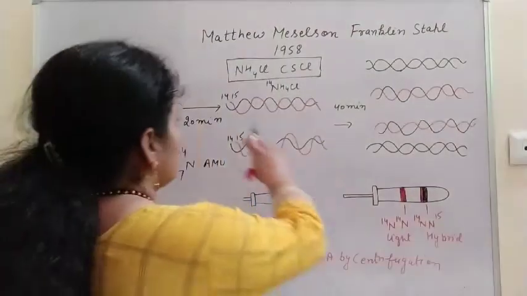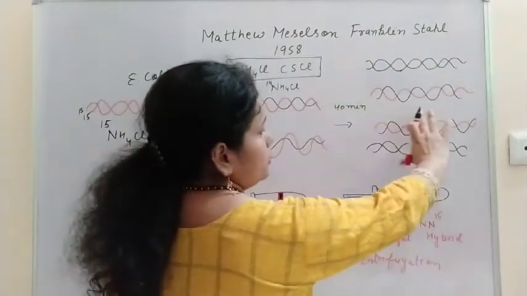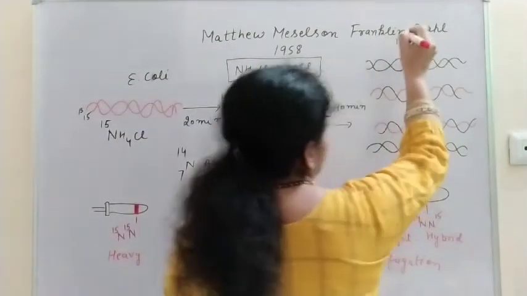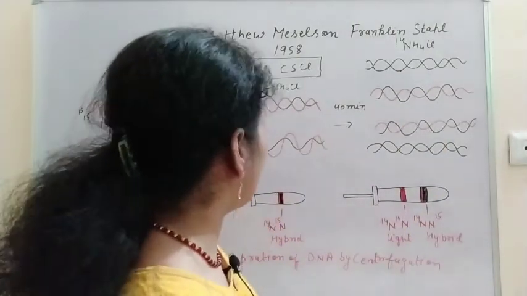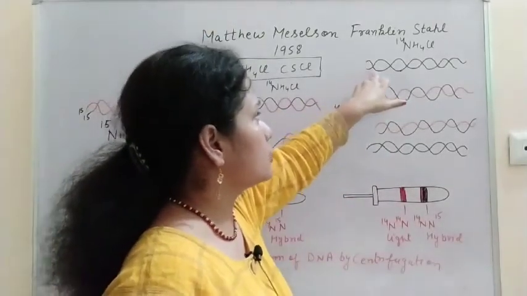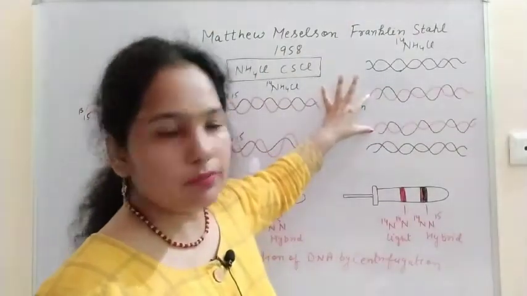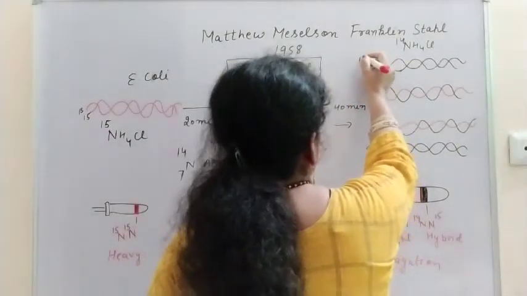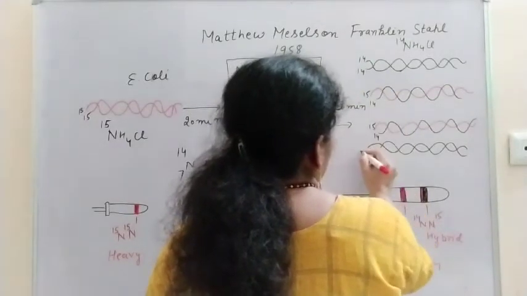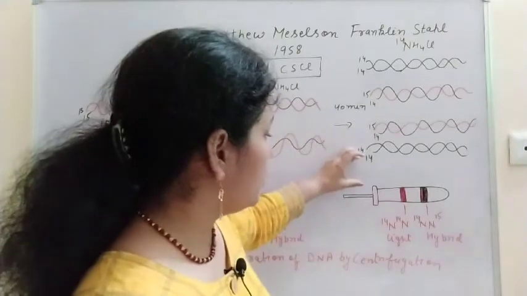One is the light band and one is hybrid. So how does this come? Suppose here the 14 and the 15, so both the strands are separated. Again both the strands are separated, but here the medium is ammonium chloride 14. So the 14 strand separated, the 15 one also separated, the 14 one also, so the 14 one got 14 only, the 15 one got 14. So here the middle ones are hybrid, because on this side it is 14 14, this is 14, this is 15, 14 15, 14 and 14.